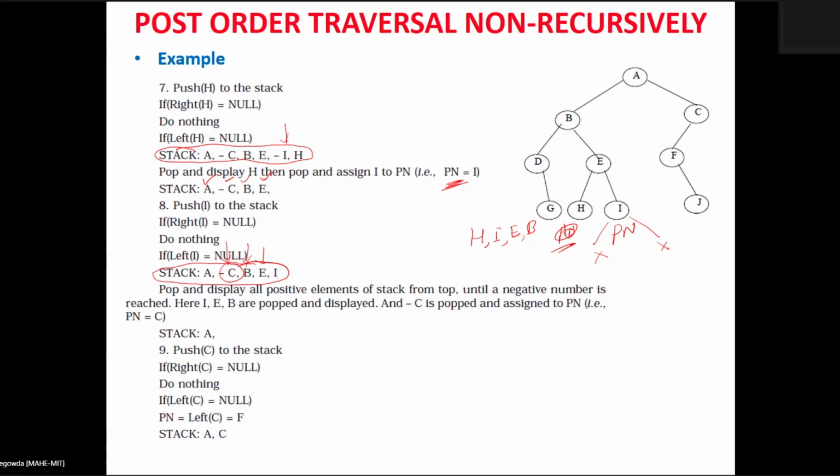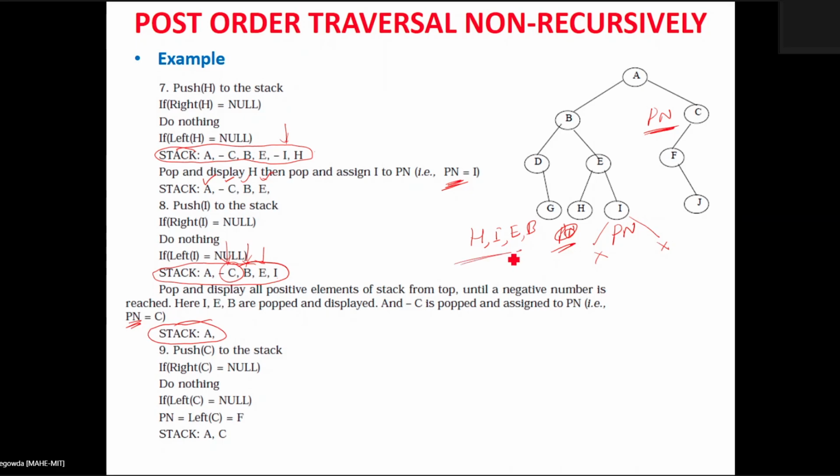When I get a negative value, what I have to do is remove this negation, so that it is assigned to the variable Pn. When this C value is assigned to Pn, it is understood that your Pn is pointing to the node C in the tree. At the end of this, your stack will have a status like this: stack is equal to A.